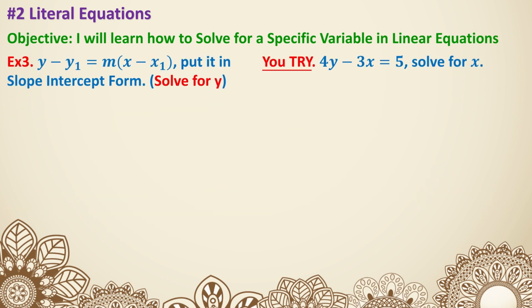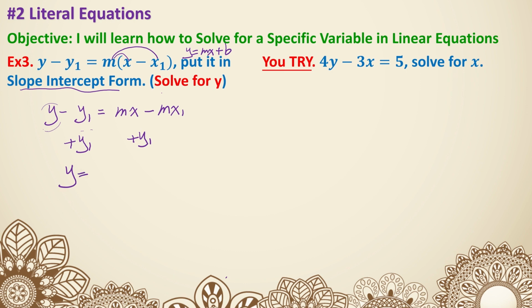Moving on, example 3. Put it in slope-intercept form. So slope-intercept form, let me just remind ourselves, is y equals mx plus b. So in other words, you are actually trying to rewrite, solve for y. Okay, so y minus y1 equals m(x minus x1). Of course, when we see parentheses, we're going to distribute. And then, you see, we have the y1, so we're going to add y1 on both sides. We have y equals mx minus mx1 plus y1. So that's solving for y, which is the slope-intercept form.